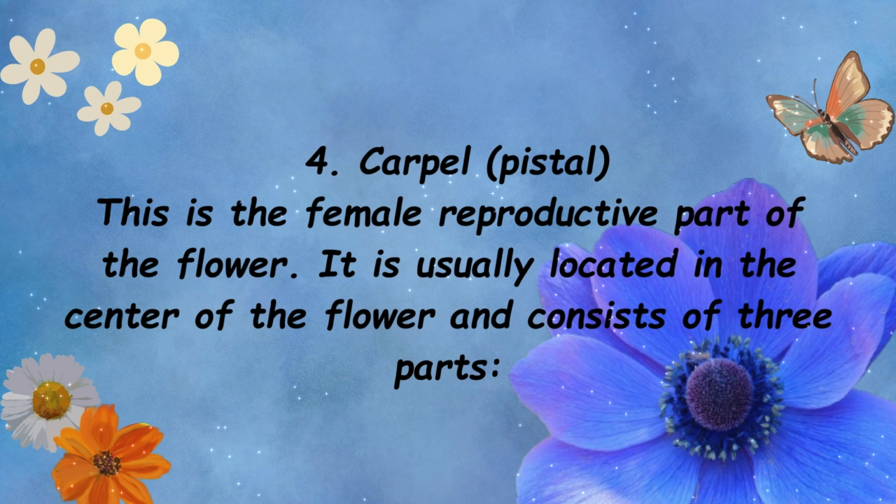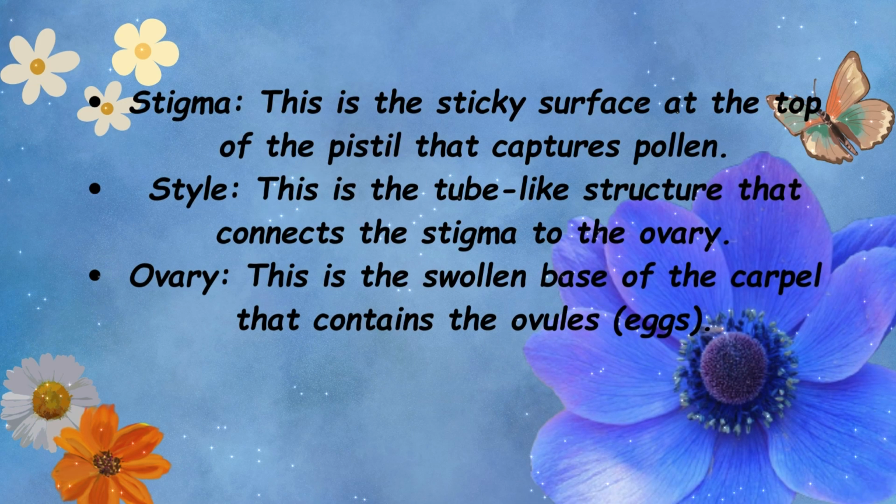Last come carpels. It is the female reproductive part of the flower. It is usually located in the center of the flower and consists of three parts. First is the stigma. It is the sticky surface at the top of the carpel. It captures pollen. Next is the style.